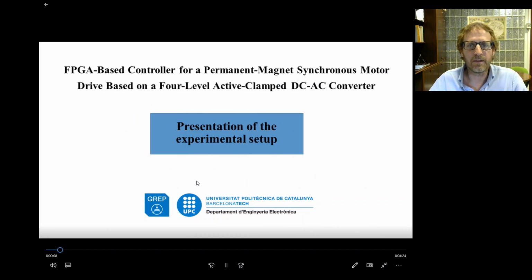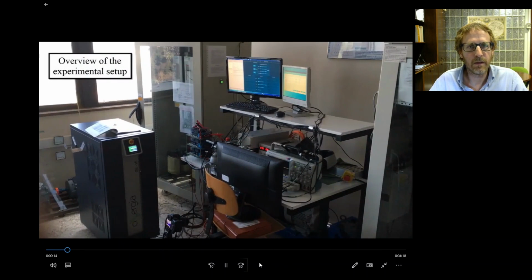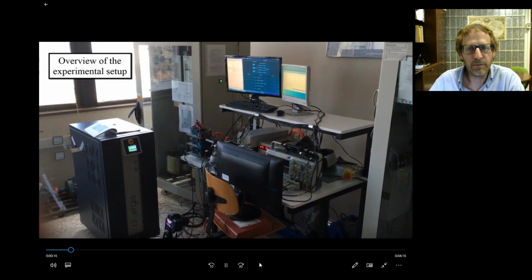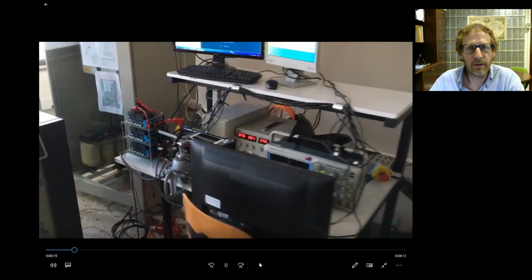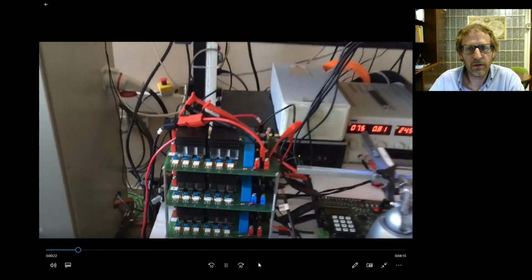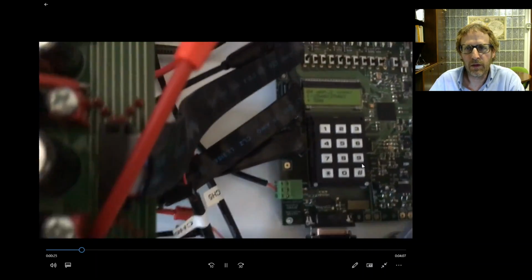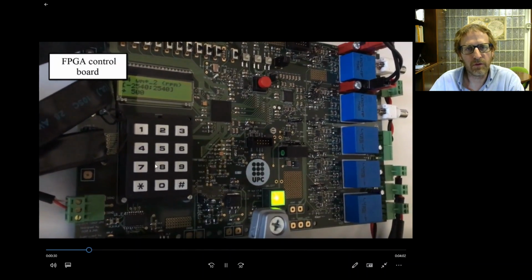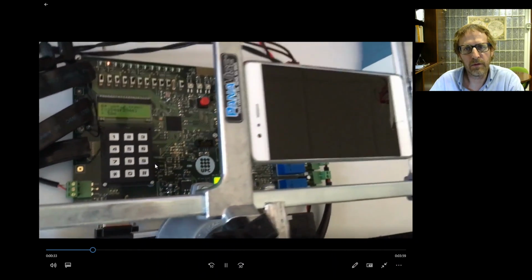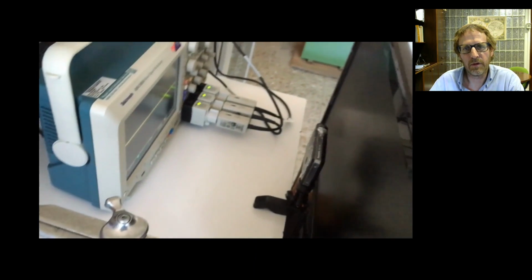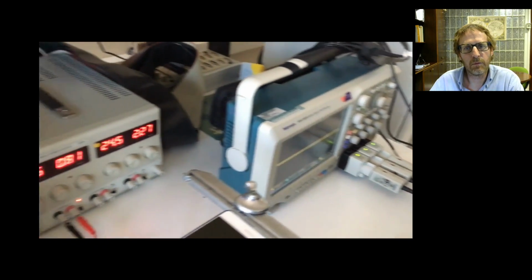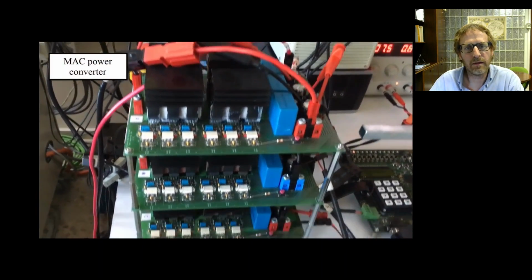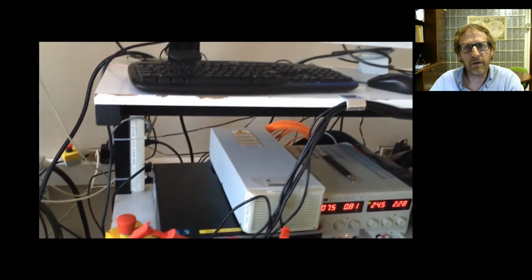First, we present the experimental setup. Here you can see the overall experimental setup. We'll get close. We have a look at the FPGA control board. This is the FPGA. You can see we have a keyboard and screen to introduce the parameters and watch their values. We also show the cameras that we use for the different images you will see. We watch the oscilloscope. This is the 3-phase 4-level converter, NPC.